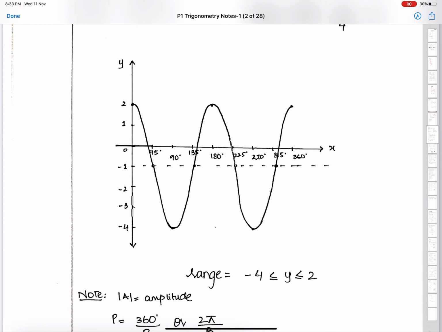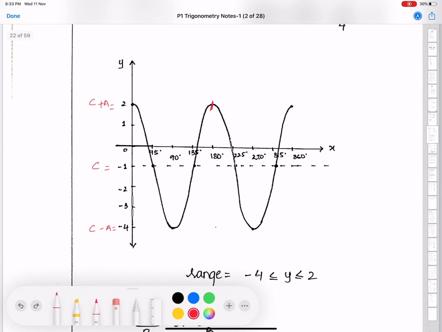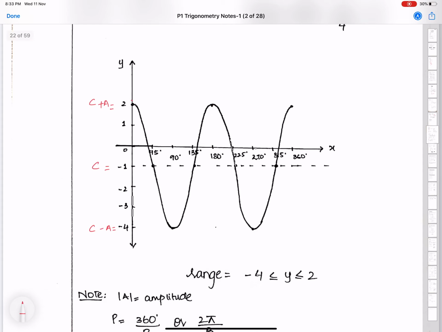So there will be two curves. This is C, this is C plus A, this is C minus A, and this is one complete curve till 180, and this is the second curve. And I told you these are the standard points for cos.